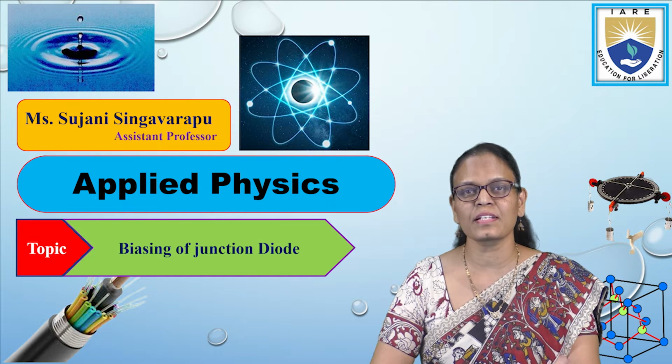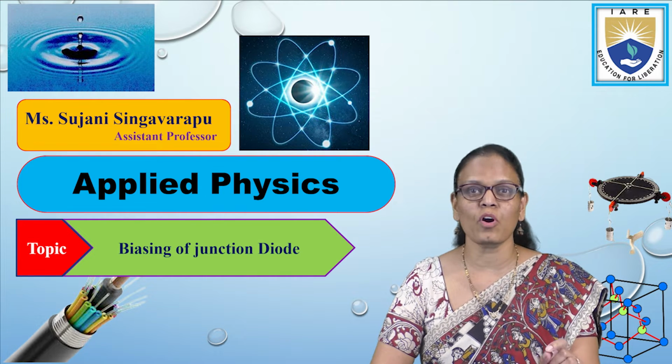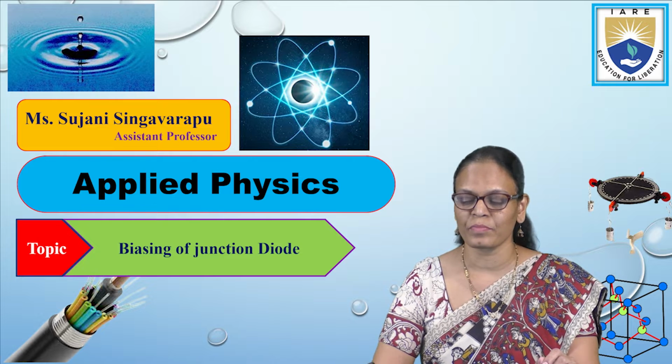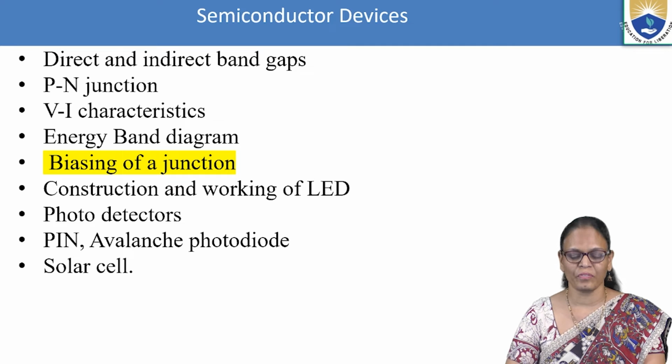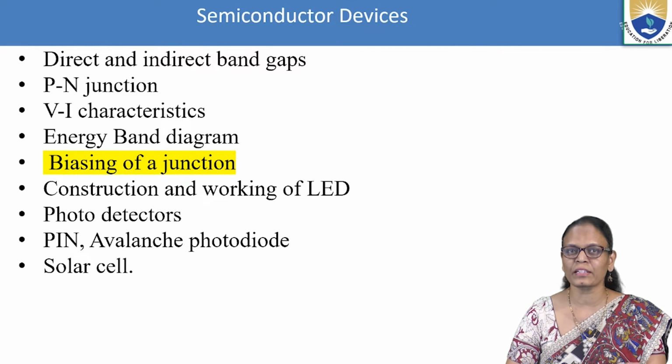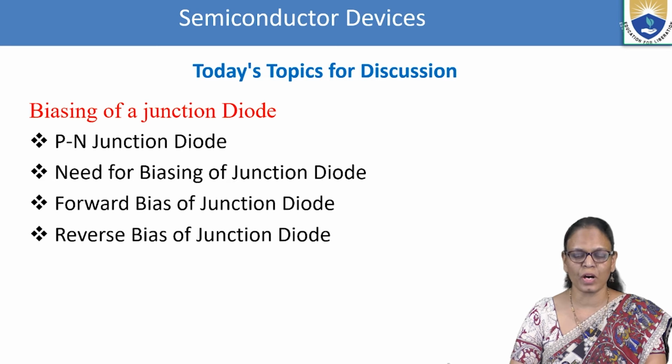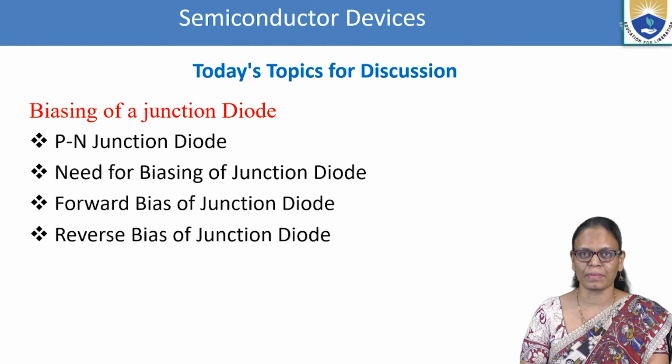Today we are going to discuss biasing of a junction diode. We have discussed a few topics in semiconductor devices, and today we are going to discuss the biasing of a junction. Let us see the brief outline of how we are going to discuss it.